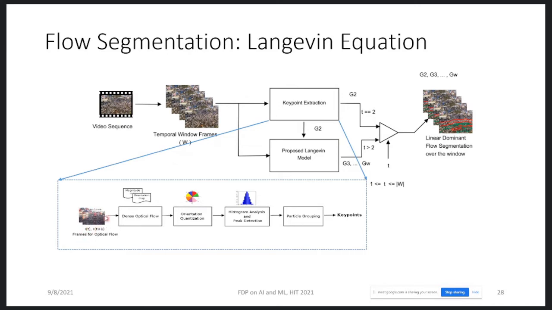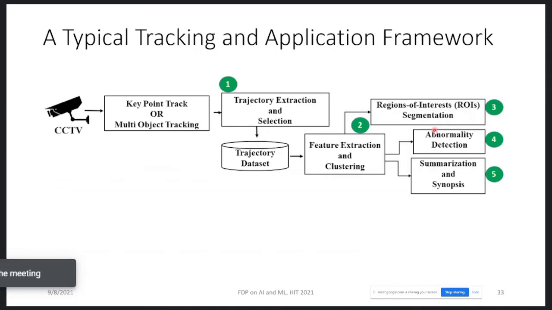So this is the entire framework where we put in the image frames, estimate the optical flows, and then do the processing. You have a video sequence. We define temporal window frames, say W number of frames in a temporal window, and we process that whole set of frames and do linear dominant flow segmentation over the window. So we would like to estimate the dominant linear flow. This particular model doesn't work for nonlinear flows because this is a passive Langevin model. This passive Langevin model cannot handle nonlinear flows. That's why it's purely linear dominant flow segmentation.